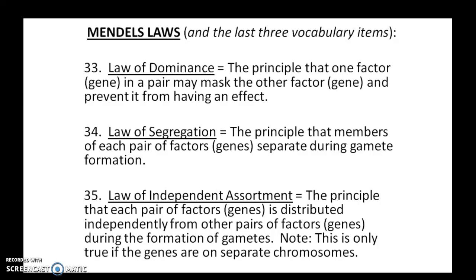Then you have the law of independent assortment, and this tells us that genes are inherited independently from other genes. For example, just because you have blonde hair doesn't mean you're automatically going to have blue eyes. There are people that have blonde hair that have green eyes or brown eyes. And just because you have brown hair doesn't mean you're going to have brown eyes. There are people with brown hair that have blue eyes and whatnot. So this says that unless your genes are very close on a chromosome, typically, they're going to be independent of each other.